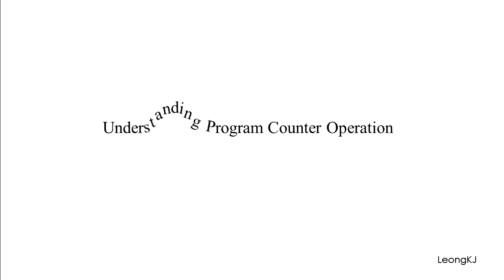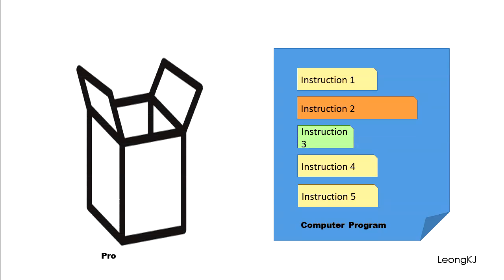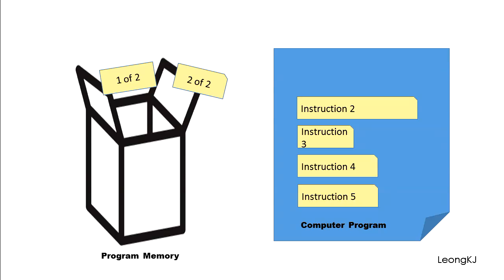Understanding program counter operation. A computer program is made up of a sequence of instructions. Some instructions are longer than the others. The computer program is stored in the program memory. The program memory has a limited width. If an instruction is too long, it may have to be stored in separate locations in the program memory.